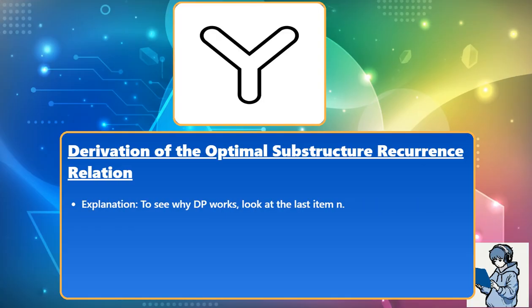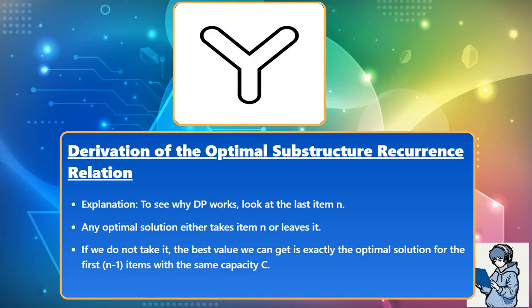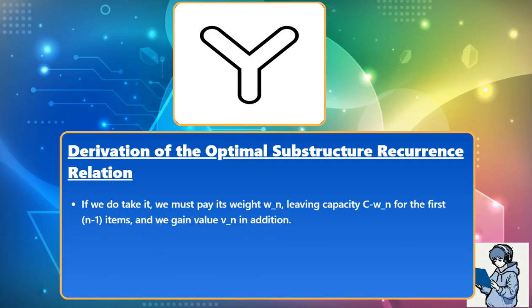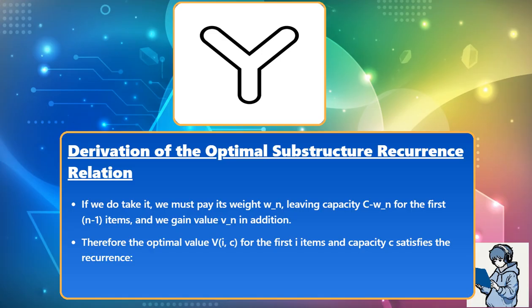Explanation: to see why DP works, look at the last item n. Any optimal solution either takes item n or leaves it. If we do not take it, the best value we can get is exactly the optimal solution for the first n-1 items with the same capacity c. If we do take it, we must pay its weight w sub n, leaving capacity c minus w sub n for the first n-1 items, and we gain value v sub n in addition. Therefore, the optimal value V(i, c) for the first i items and capacity c satisfies the recurrence.